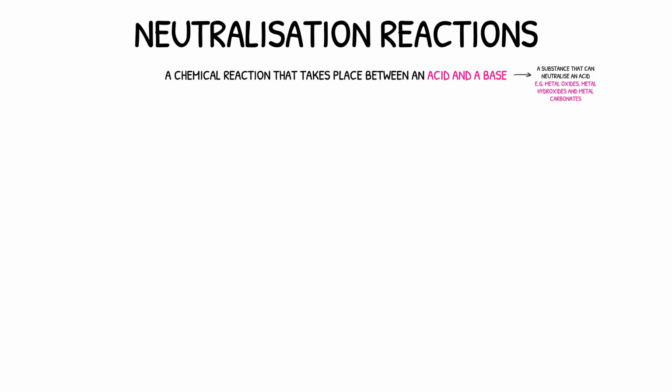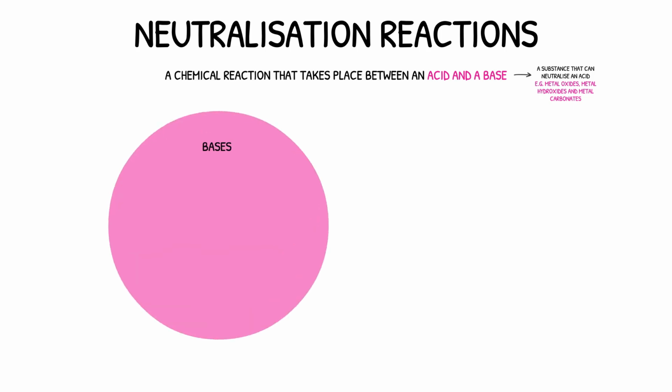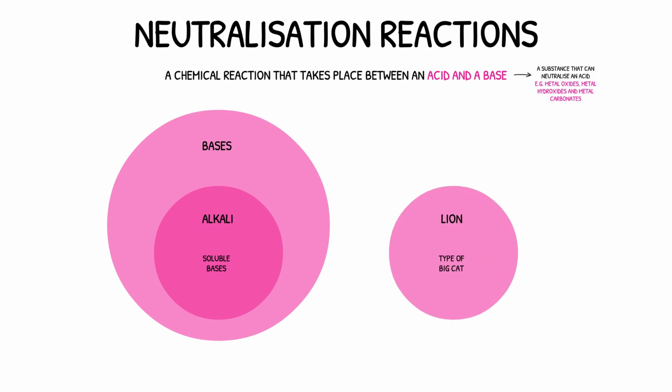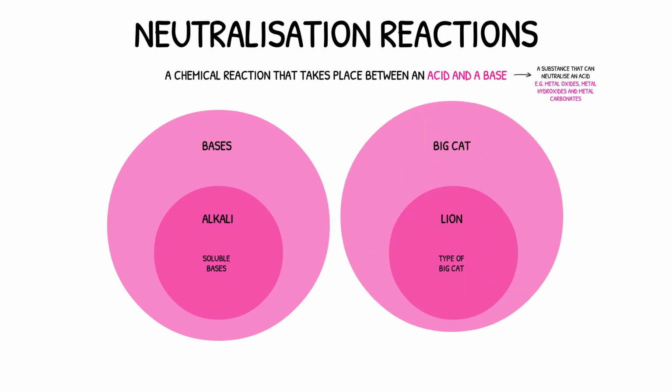Now, let's pause here and clear up a common misconception. As mentioned, bases are a family of chemicals that can neutralize acids. Alkalis are a type of soluble base, but not all bases are alkalis. This is similar to the ideology that lions are a type of big cat, but not all big cats are lions. Try to remember this when discussing alkalis and bases, as it can become quite confusing otherwise.